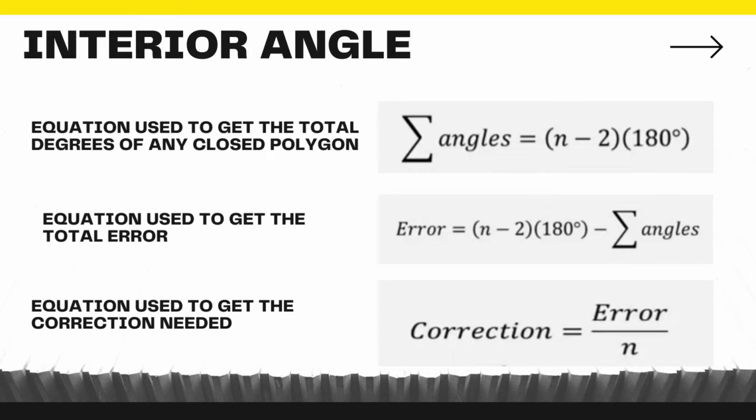Next, we have the equation used to get the total error. Error is equal to n minus 2 times 180 degrees minus the summation of all angles. And lastly, we have the equation used to get the total correction needed to adjust the polygon. Correction is equal to error over the number of knots.